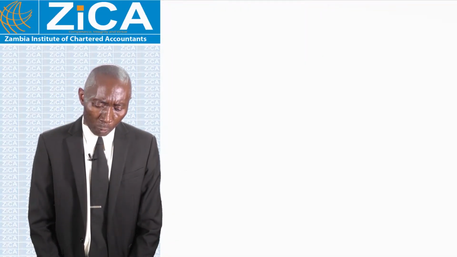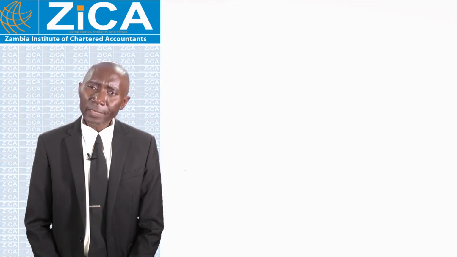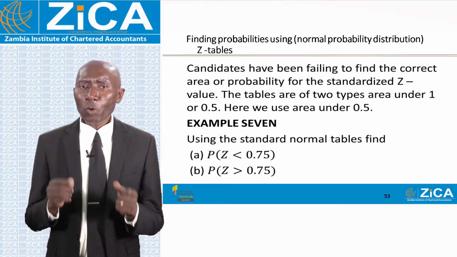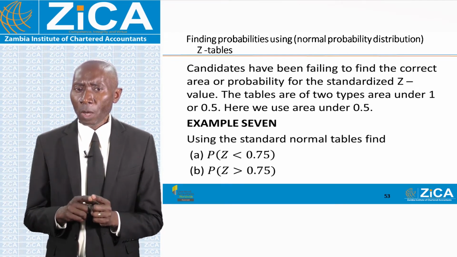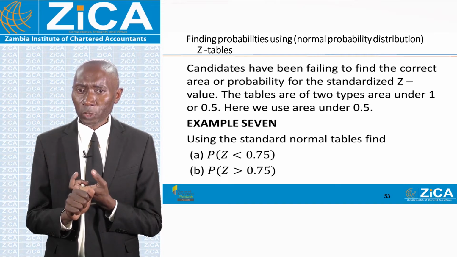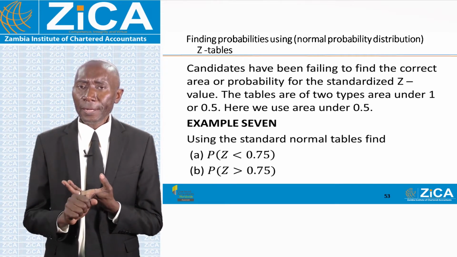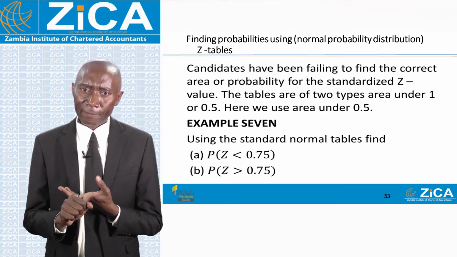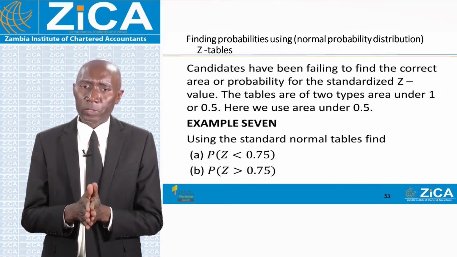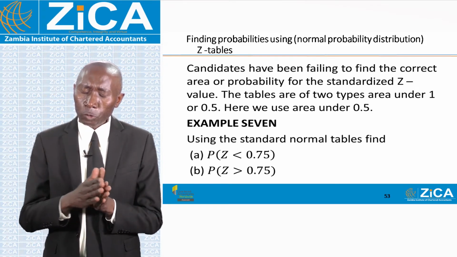The other common problem is on finding the probability using the Z table. For the Z table, we have got two types of Z table. One is area under 1, which they call the cumulative probability distribution. The other one is area under 0.5. This is where we start from. They are all positive values. There are no negative values from 0 to Z.